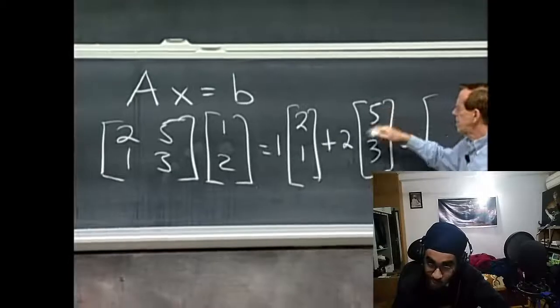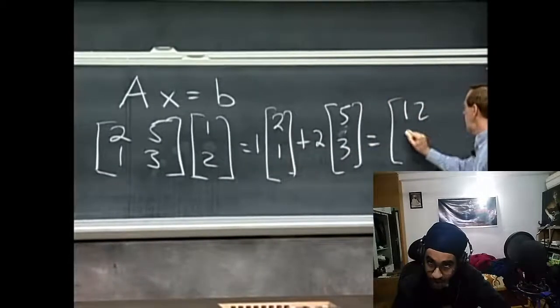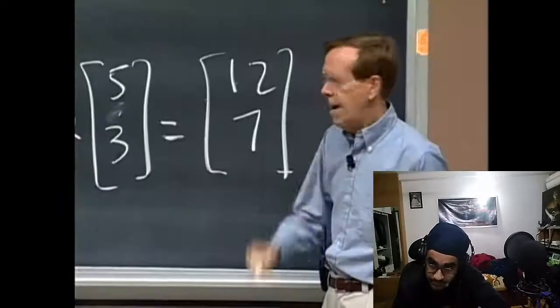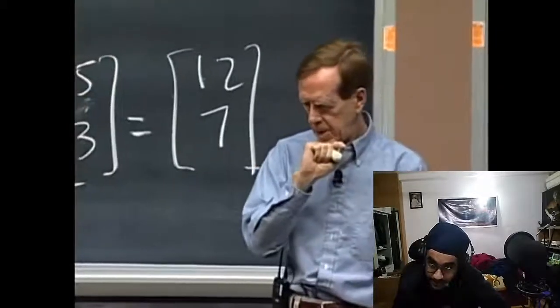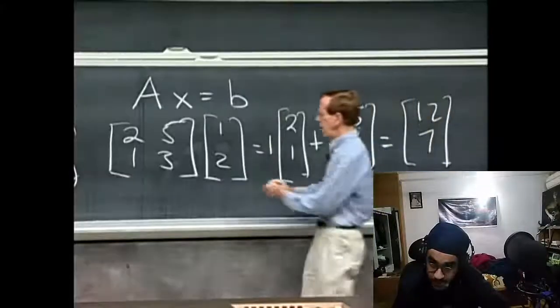So in the first component, I'm getting a 2 and a 10. I'm getting a 12 there. In the second component, I'm getting a 1 and a 6. I'm getting a 7. So that matrix times that vector is 12, 7. Now, you could do that another way. You could do it a row at a time, and you would get this 12.